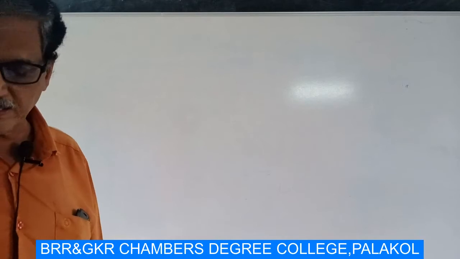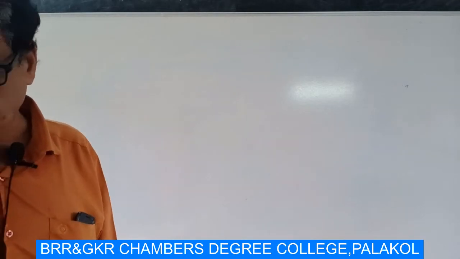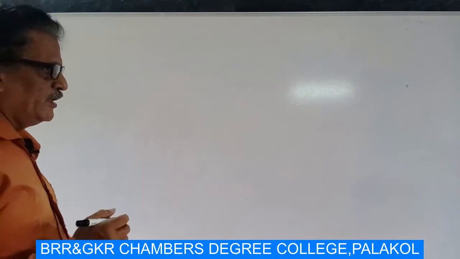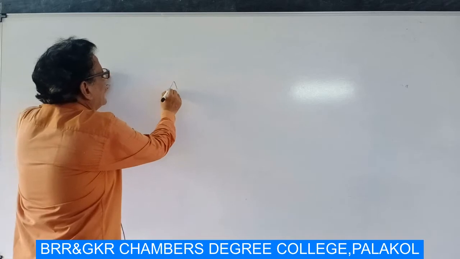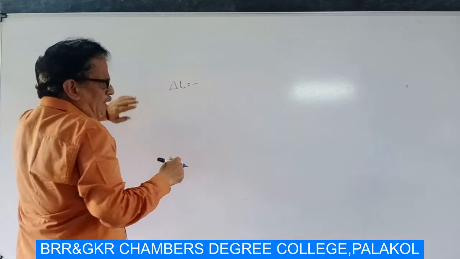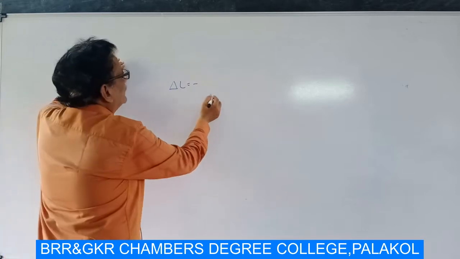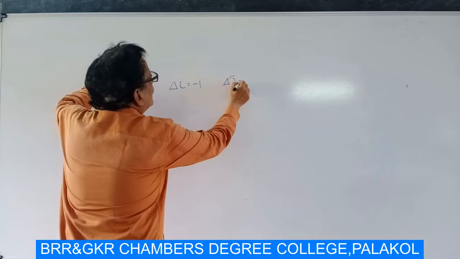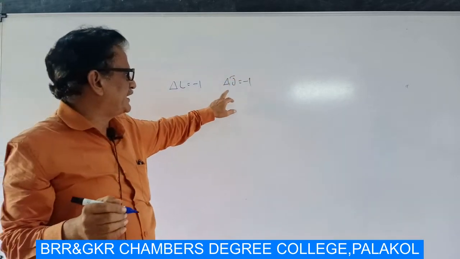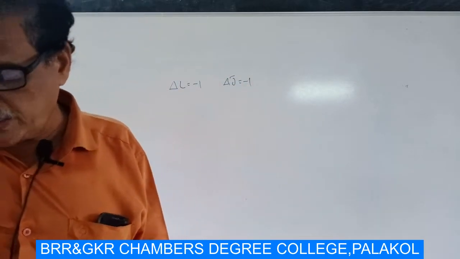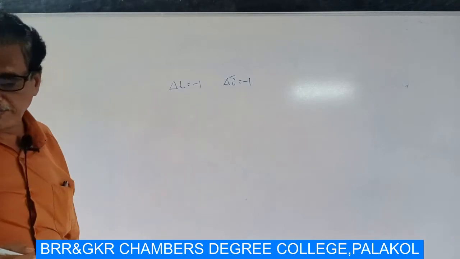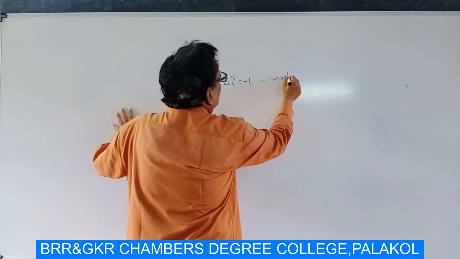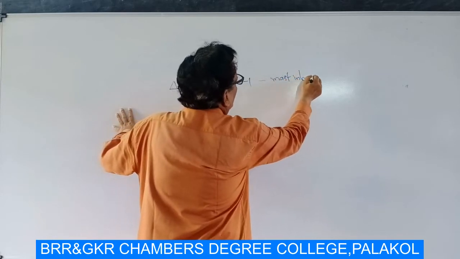To explain the variation in intensity, some conditions are observed. That is, delta L equal to -1 and delta J equal to -1 will give the most intense line. That means during the transition, if the change in the state of the electron is such that delta L is equal to -1 and delta J is equal to -1, then we will get the most intense line.